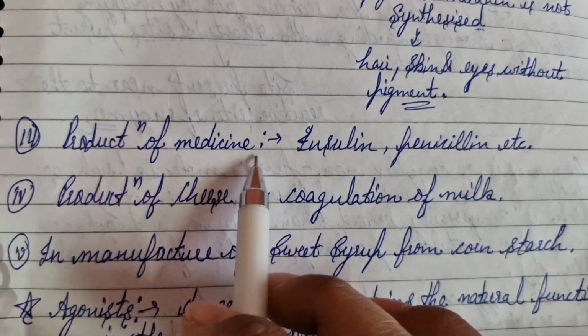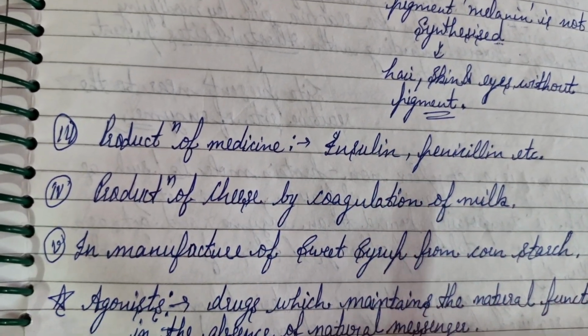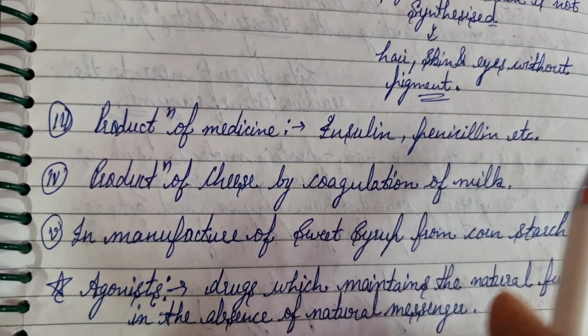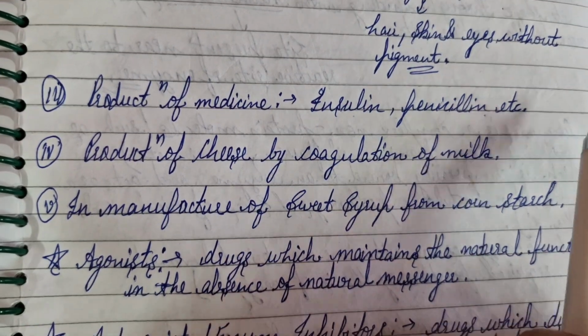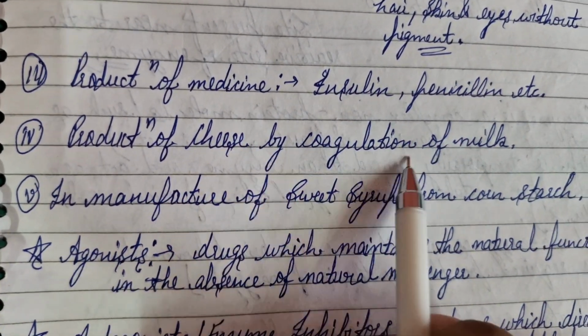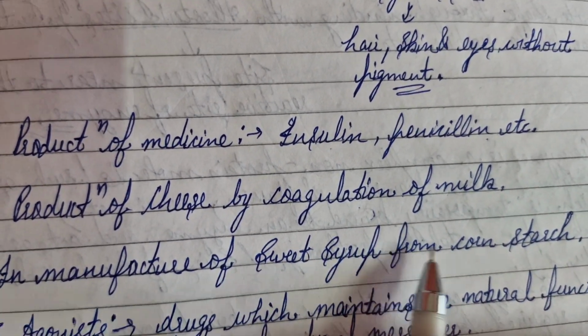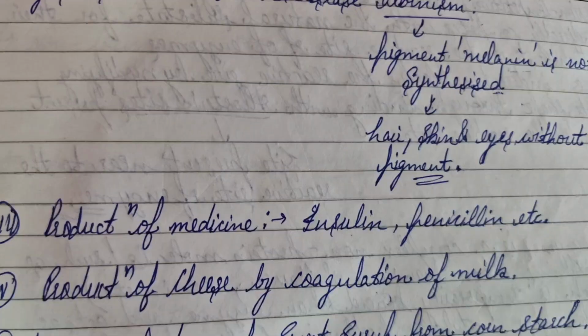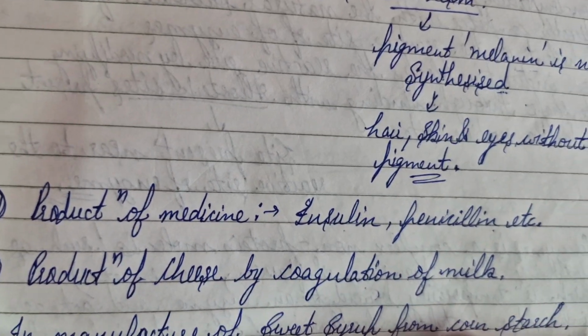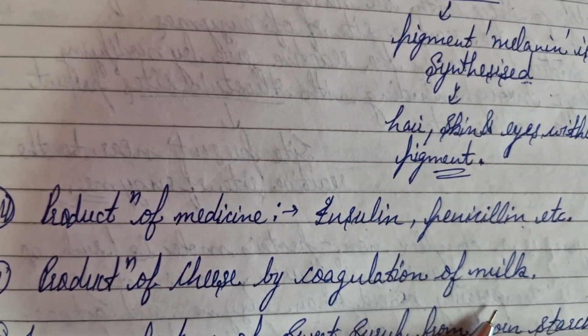Production of medicines is an important sector in which enzymes are crucial, for example insulin, penicillin, etc. Enzymes are also used for the production of cheese by coagulation of milk, and in the manufacture of sweet syrup from cornstarch. So these were the major applications of enzymes. Now we will study fermentation.